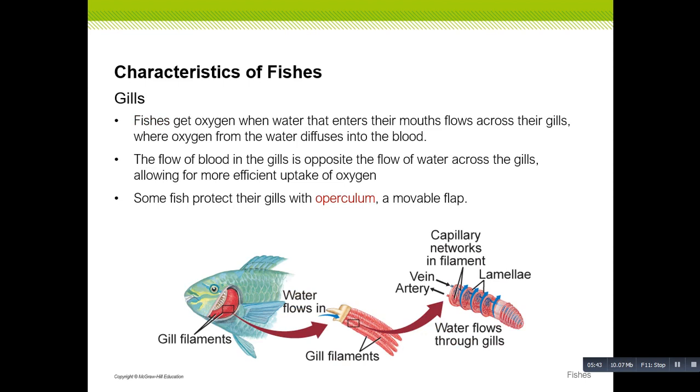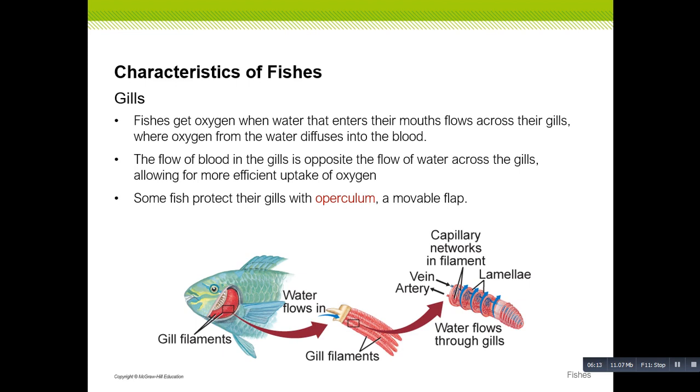Now, our fish are going to be moving a lot more than most of our invertebrates. They are going to be predatory animals. They are going to move a lot. So with that increased movement, we need a better way of getting oxygen into the organism's body. So fish are going to have gills.